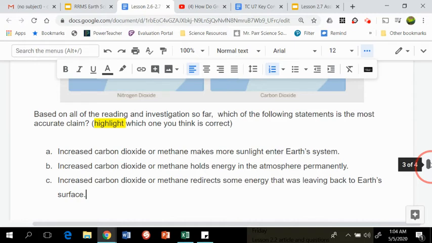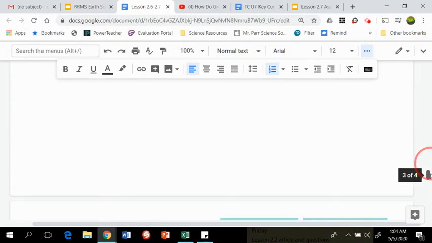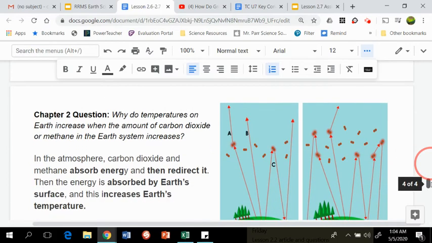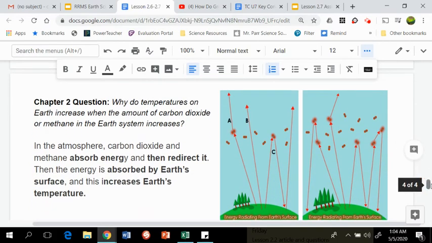where, think of that little marble or ball in the game. It kind of bounces around for a while before it can actually exit. So that energy is being redirected to Earth's surface and absorbed.